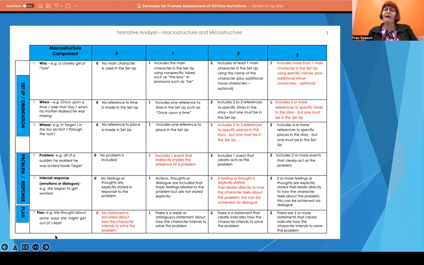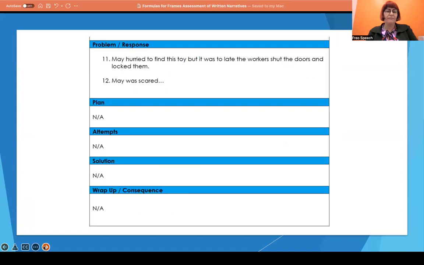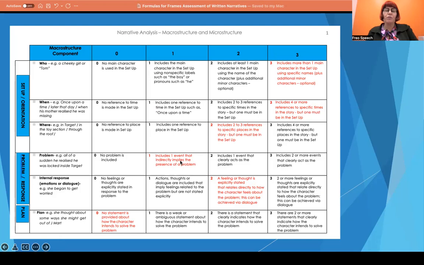reference to the problem. So if we go back to her story, May hurried to find this toy, but it was too late. The workers shut the door and locked them. So that gets 1 point for an implied problem.